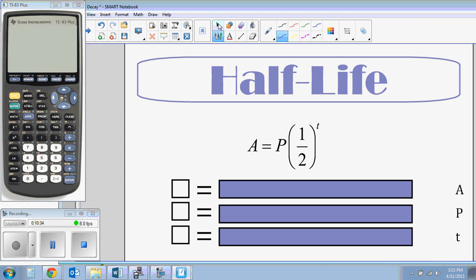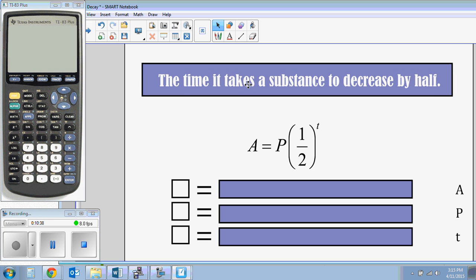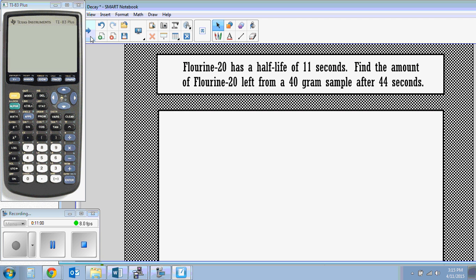Okay, and the last type of problem we're going to talk about, and this is our last equation, is half-life. Half-life is the time it takes for a substance to decrease in half. So A is our final amount, just like it was for compound interest. P is our initial principal, again, just like it was before. Our rate is 1/2, and it's always going to be that. And T is something different this time. T is the number of half-lives taken. So it's not time, it's the number of half-lives that we take during that problem.